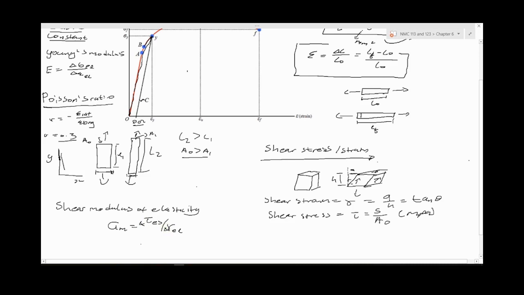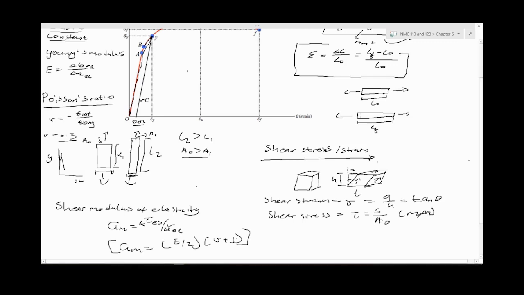You can relate the shear modulus of elasticity with Young's modulus according to this formula, and it also relates to Poisson's ratio. So these are just formulas. I think later on we'll go through some examples.